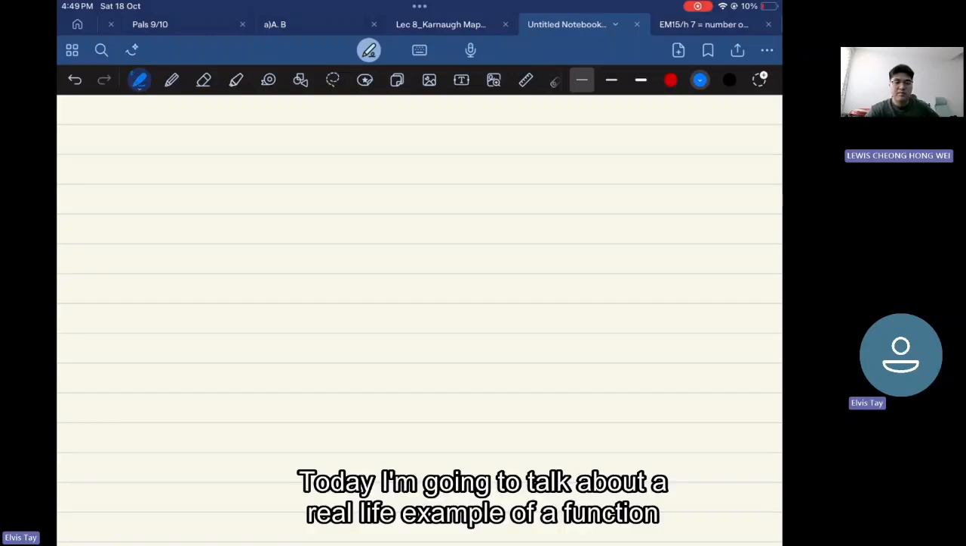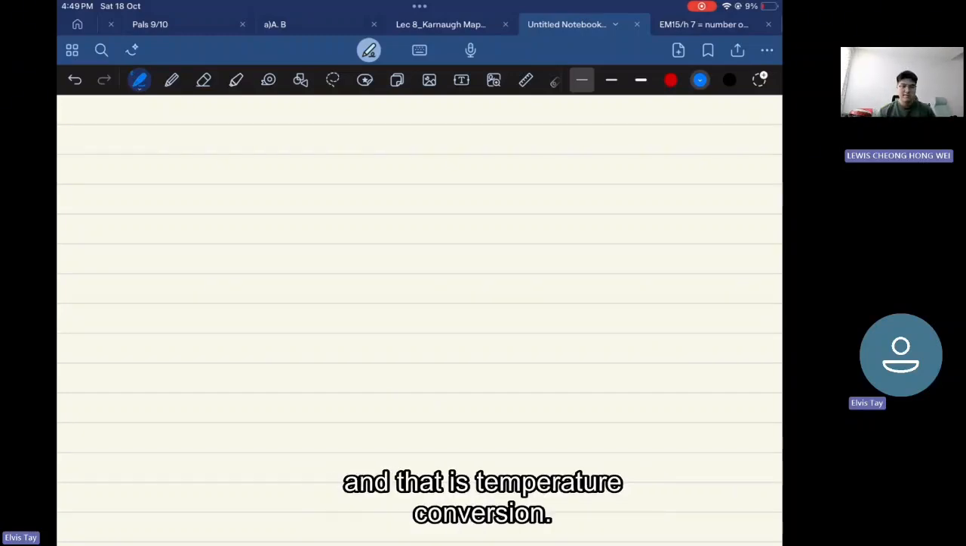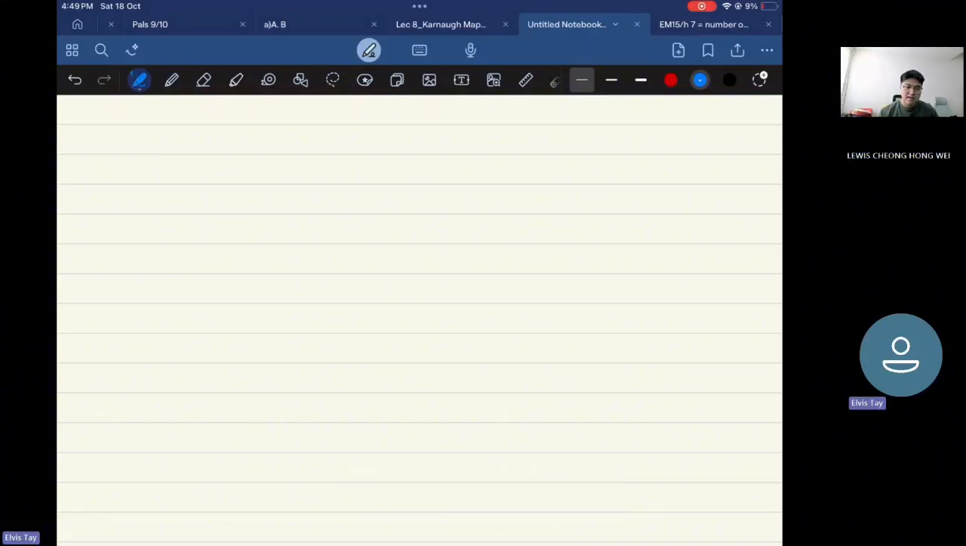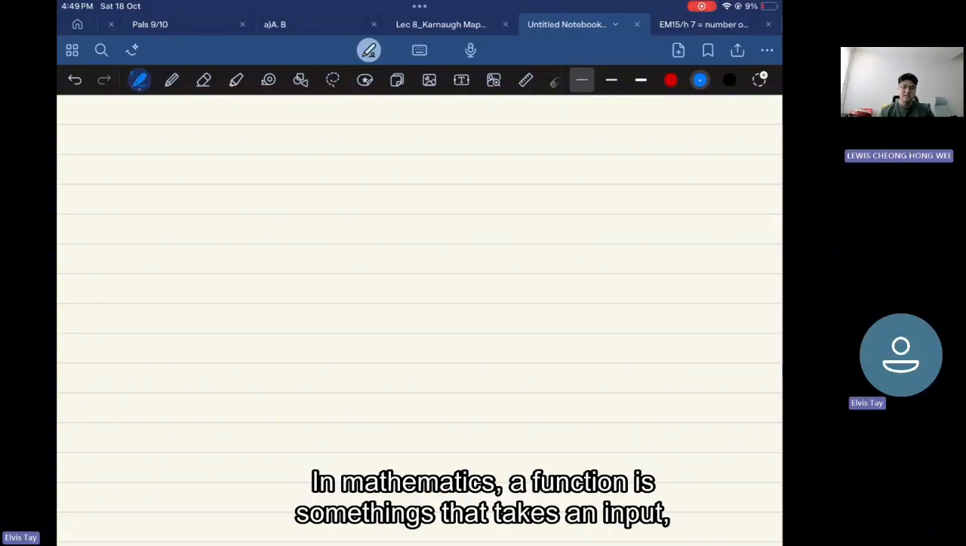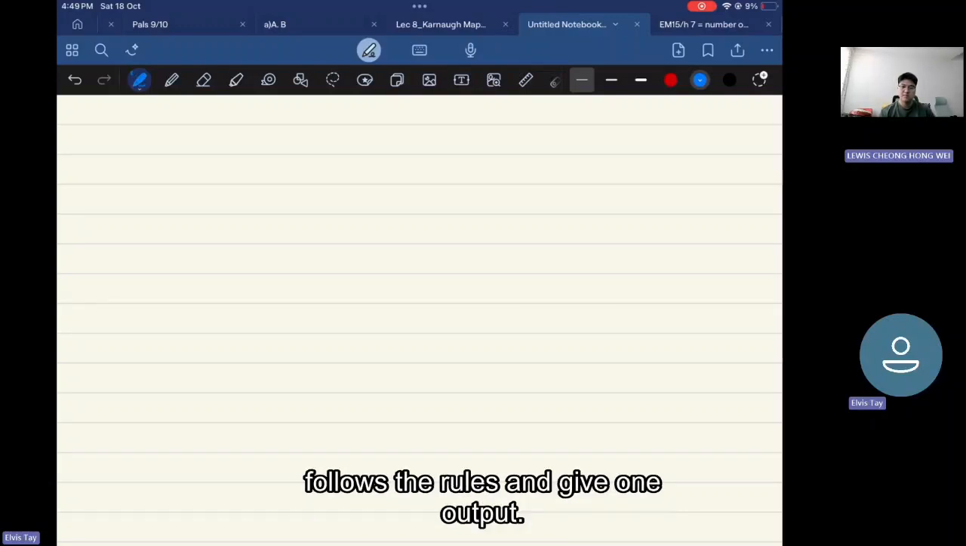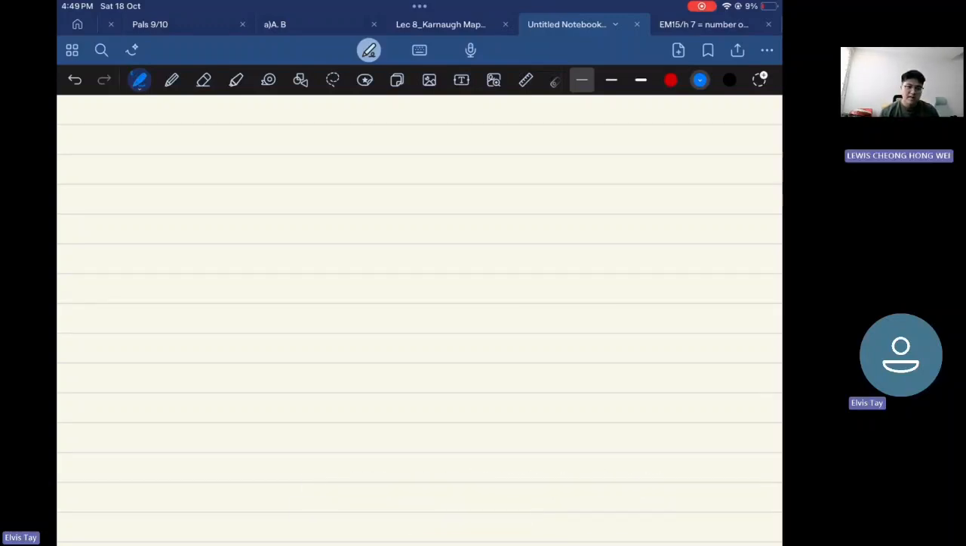Today, I'm going to talk about a real-life example of a function, and that is temperature conversion. In mathematics, a function is something that takes an input, follows a rule, and gives one output. My example is how we convert Celsius to Fahrenheit.